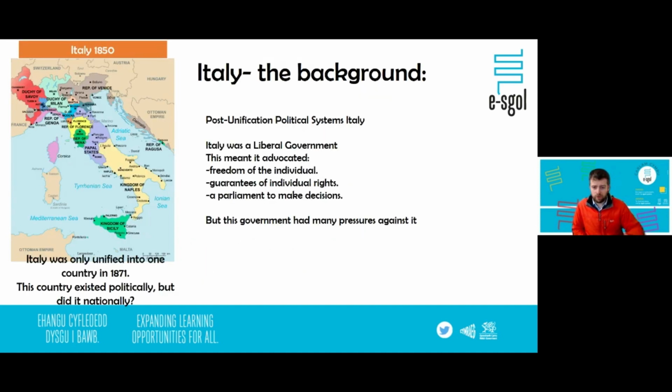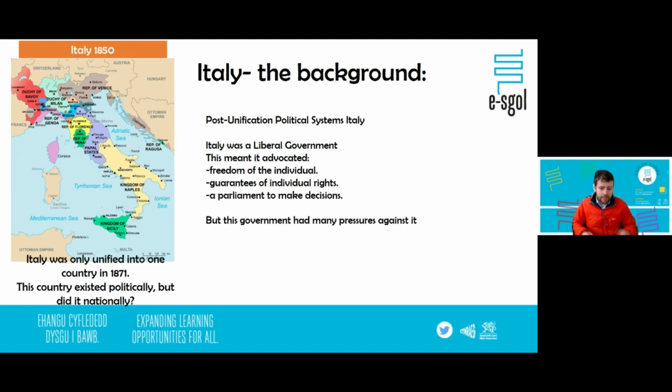What we have to remember with Italy is that it was only unified into one country in 1871. Before 1871, as you can see on this map of Italy in 1850, it was made up of a number of different kingdoms, duchies and republics. You can see the Republic of Venice, the Kingdom of Naples, the Duchy of Savoy. It wasn't a country called Italy. So in 1871, it was united into one country. It was one country politically, but there were massive problems with this, because did it exist as a nation? Did people feel in their hearts Italian, rather than just knowing they're part of an Italian country?